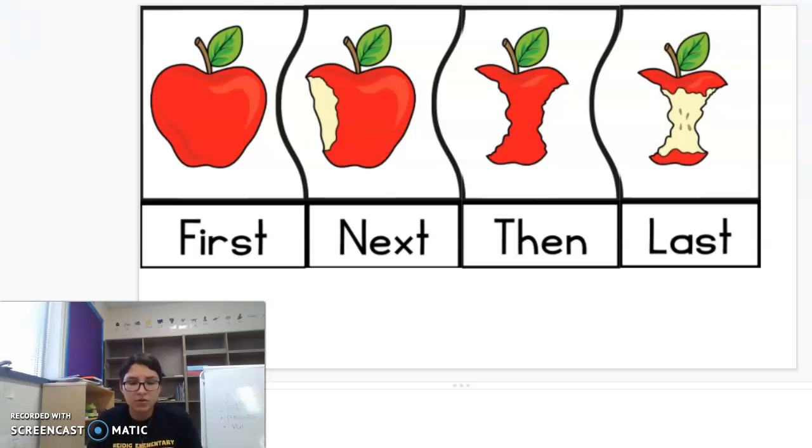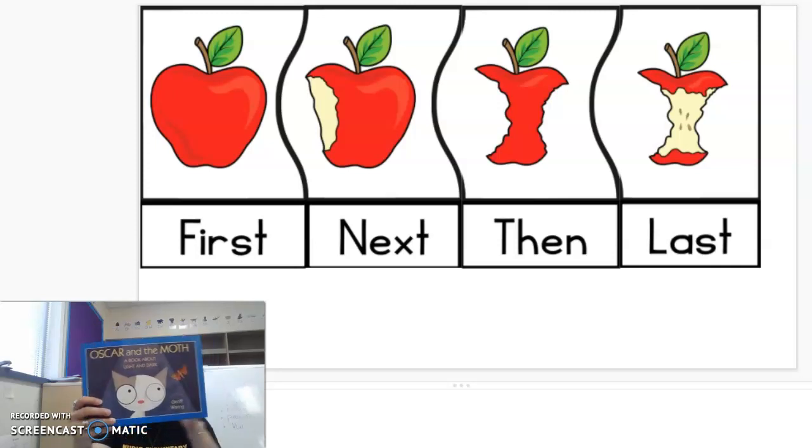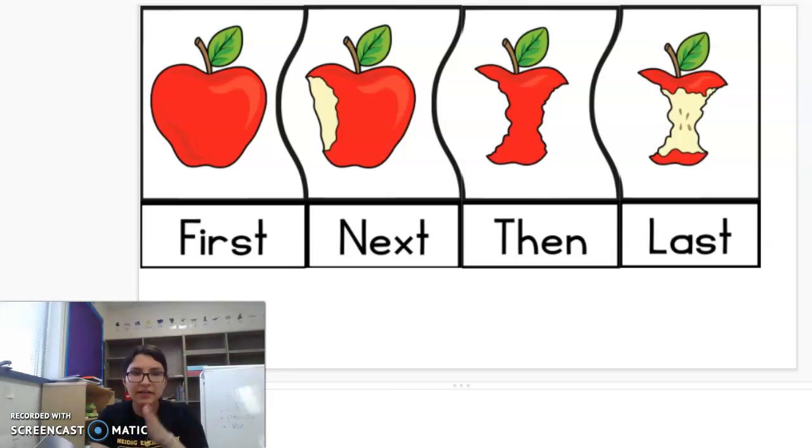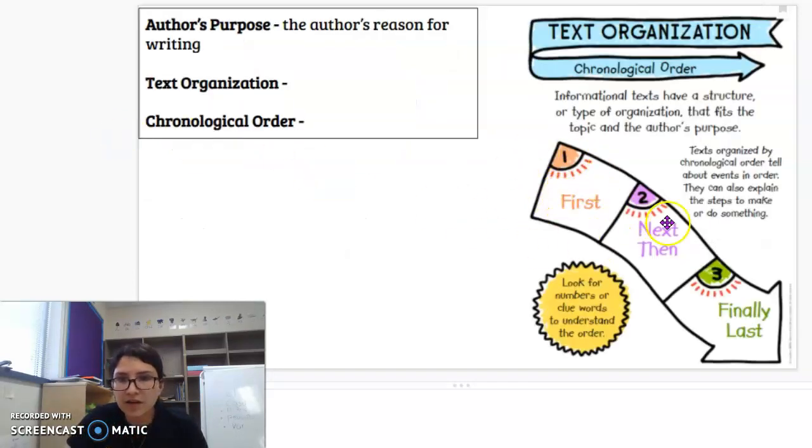If you're reading a story, let me see, this one right here, Oscar and the Moth, the one we read yesterday. Well, it starts off in the morning, and then throughout the book it gets a little bit later and later and later until it gets to night, right? So use your knowledge of day and night. The morning happens, then the afternoon, then the evening, then the night, and then it starts all over again, okay? So that's chronological order, okay? You have first, next, then, finally, or last. So look for numbers or clue words to understand the order.